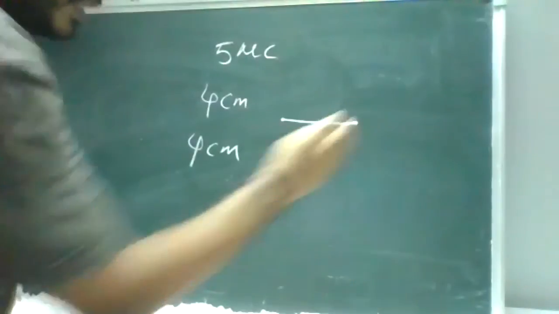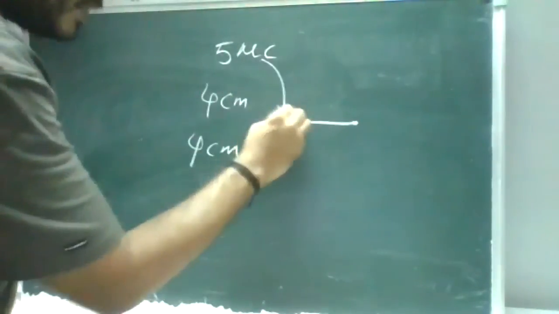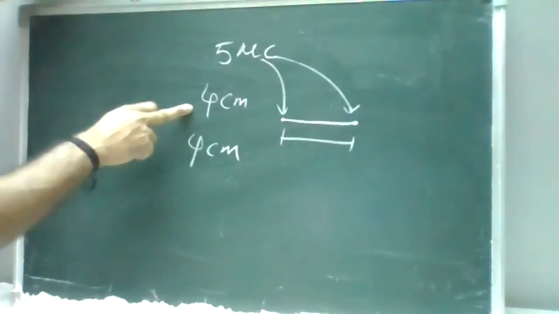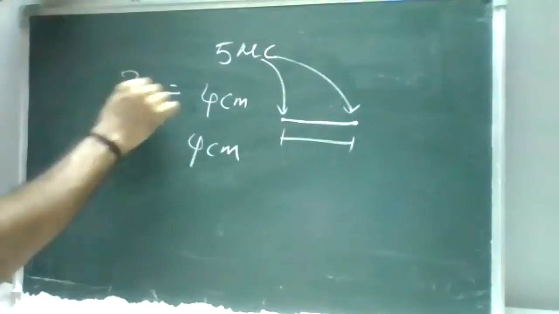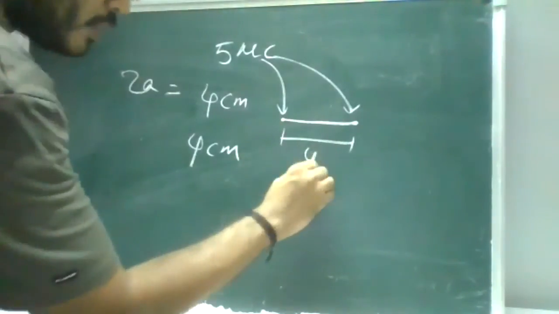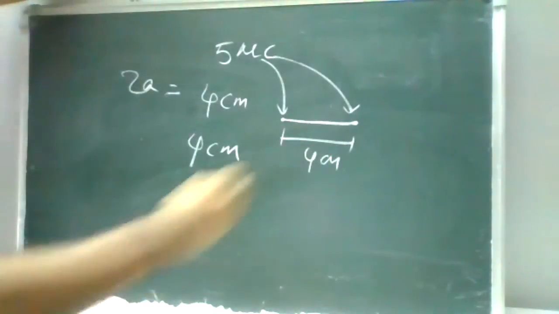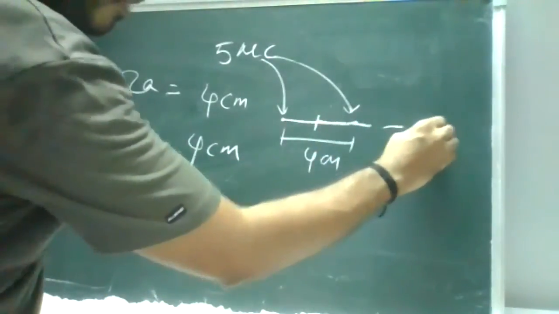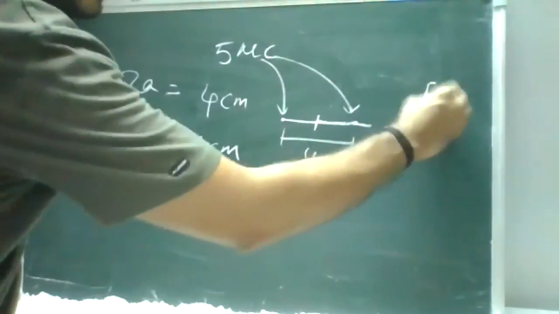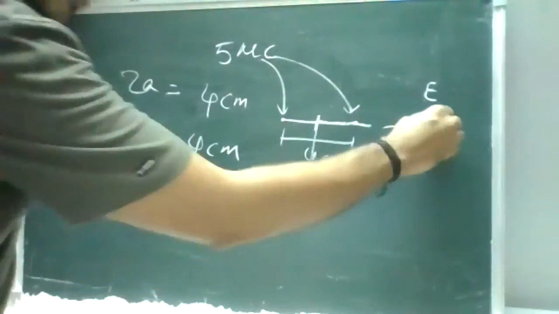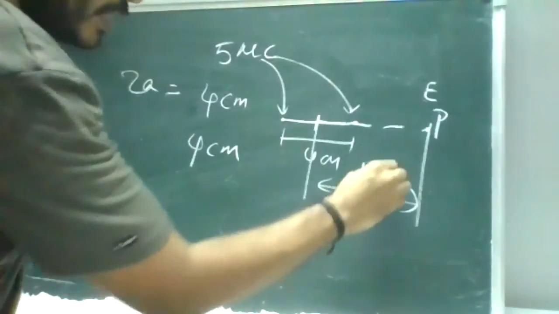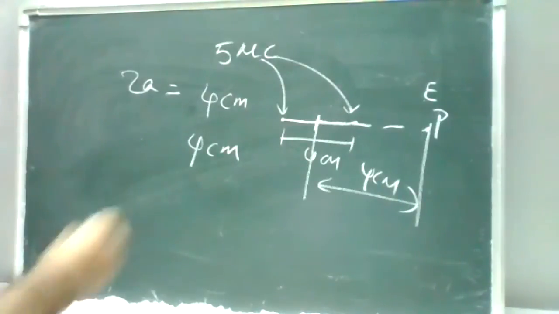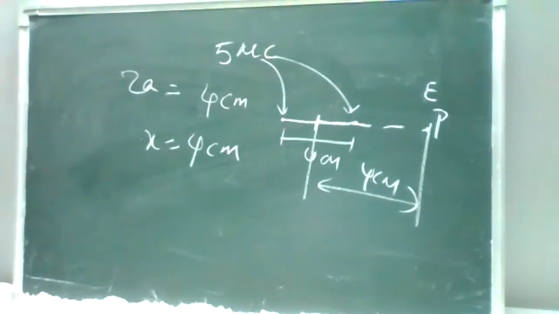So there are 2 point charges, each of value 5 microcoulombs, so plus Q and minus Q. These two are separated by a small distance, which is nothing but your 2A. Remember, 2A is 4 centimeters. From the midpoint on the same axis, there is one more point, and we are going to find the electric field at this point. From the center to this point the distance is again 4 centimeters, which is nothing but x.